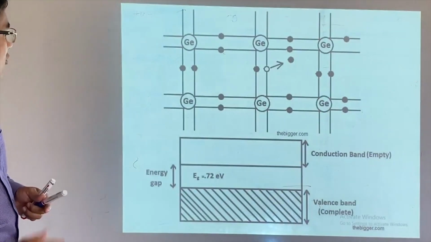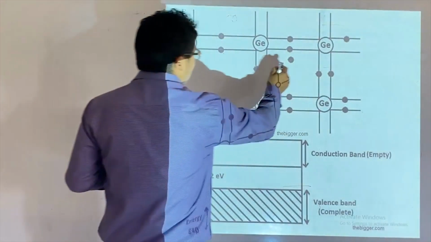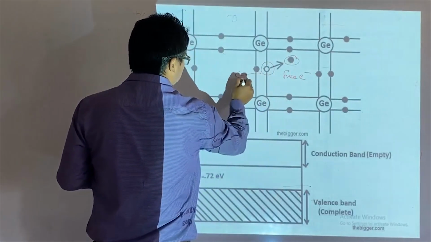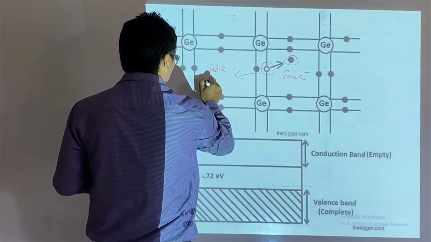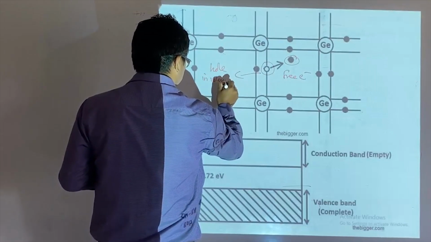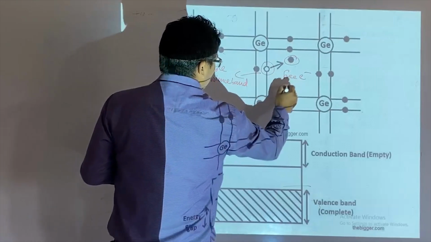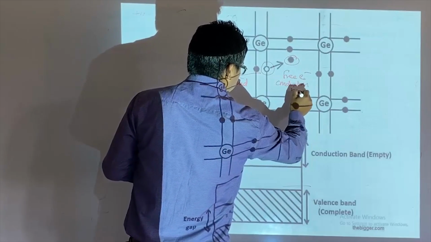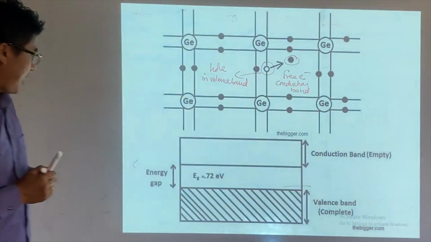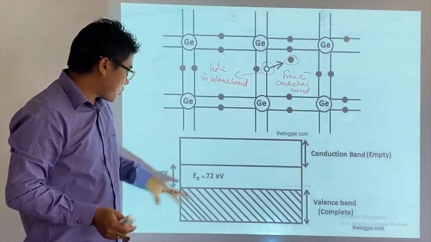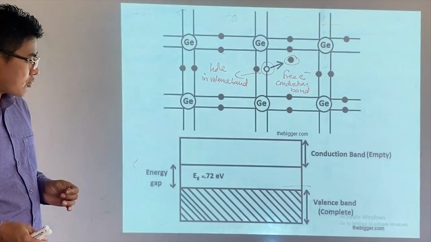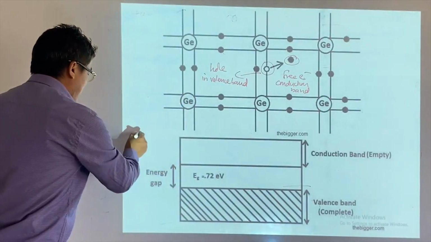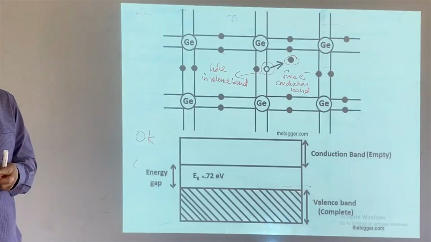So how many free electrons are available? One free electron. This is the free electron in the conduction band, and this is the hole in the valence band. All right, so this is what we have, and the energy gap is 0.72 electron volts. So this is completely filled and this is completely empty at 0 Kelvin. That you should keep in mind.